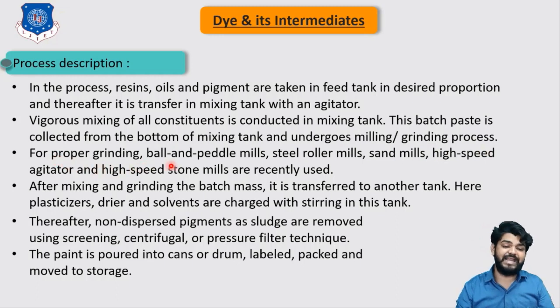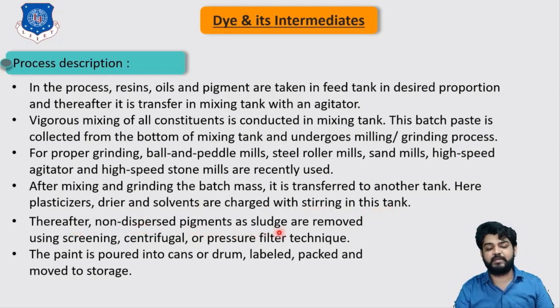For the proper grinding, ball and paddle mills are generally used. Even sometimes steel roll mills, sand mills and high pressure agitators or the high speed stone mill can also be used in recent developments. After mixing and grinding, the batch mass is then transferred to another tank. Here, the plasticizer, dryer and solvents are charged with stirring of this tank.